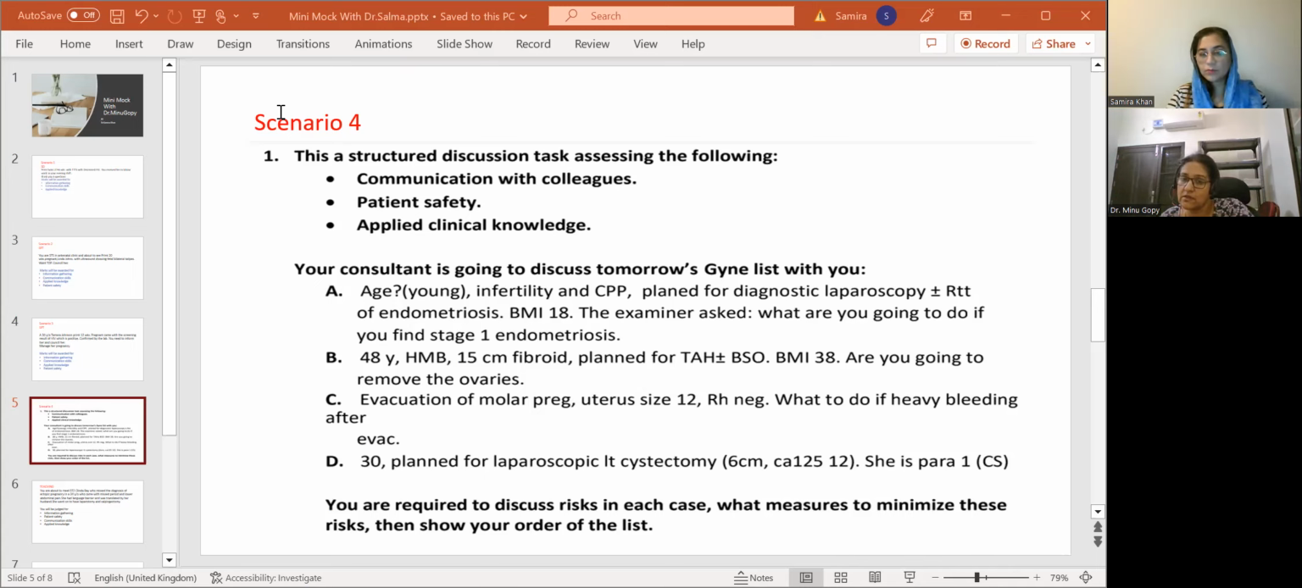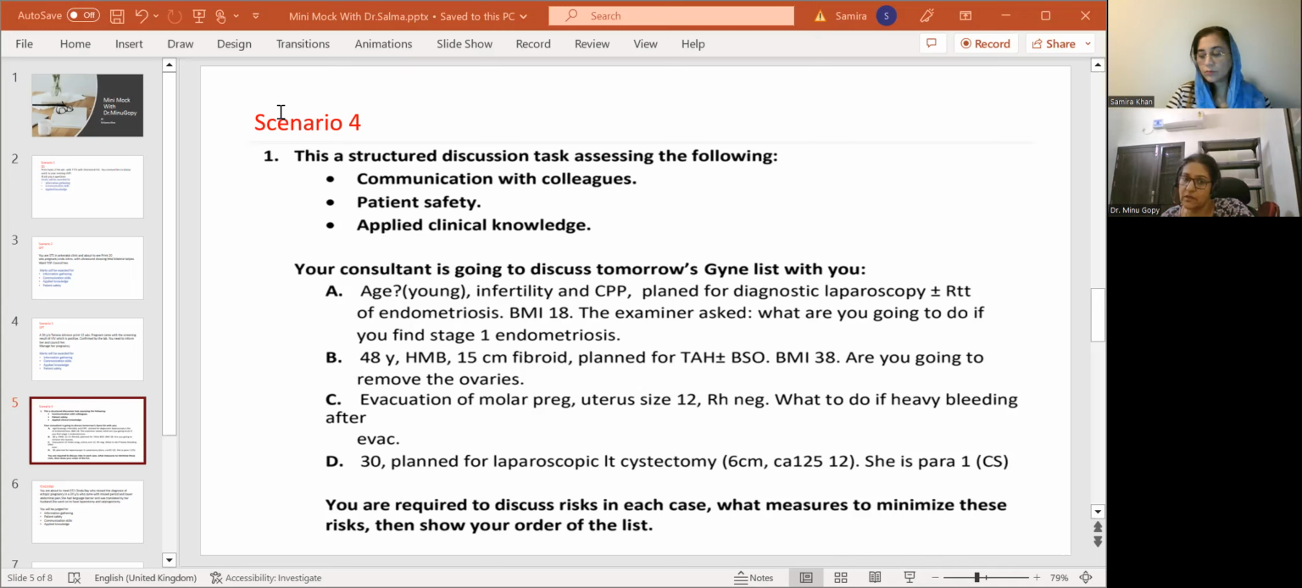And the question here is what to do if heavy bleeding occurs. So if there is heavy bleeding, we need to speed up the evacuation as quickly as possible, and once the evacuation is complete, then we can start her on oxytocin infusion, because otherwise there is a chance of tumor embolization.